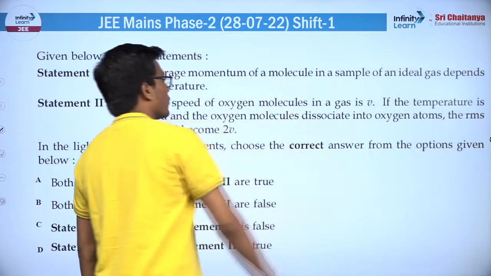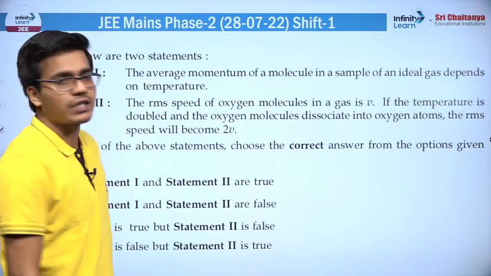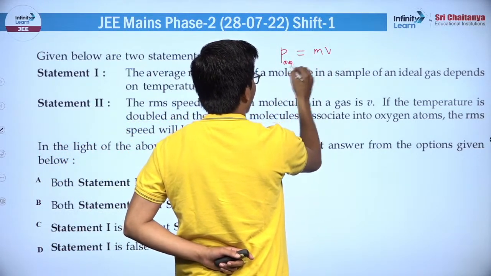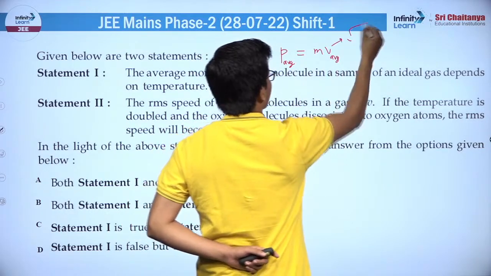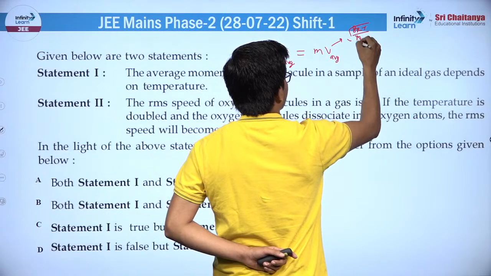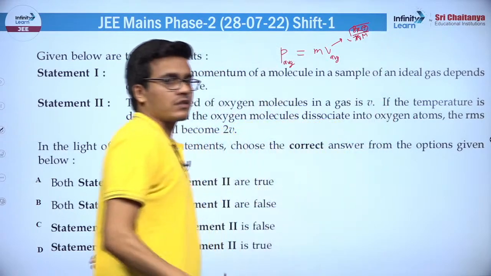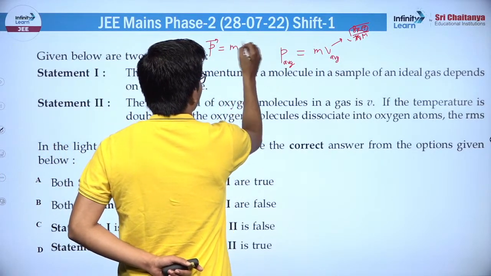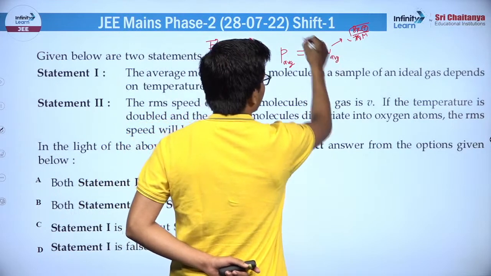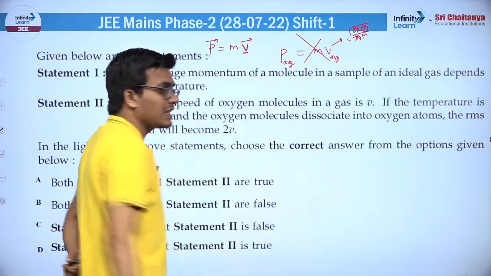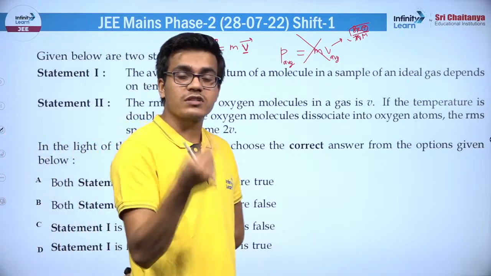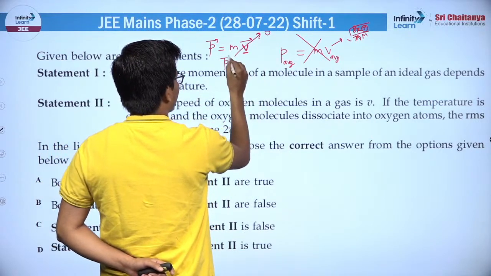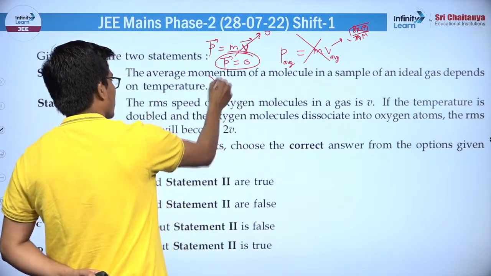Yes, the average momentum of a molecule in a sample of an ideal gas depends on temperature. So people make the mistake that momentum is given by mv if they are asking for the average. So average speed is given by root of 8RT by pi m. So they will say, yeah, it depends on the temperature, but you need to make sure that momentum is actually a vector quantity and you don't have to take speed here, you have to take the velocity, right? And due to the random motion, the displacement is 0 and the average velocity is 0. So the average momentum will be 0. So the first one is wrong.